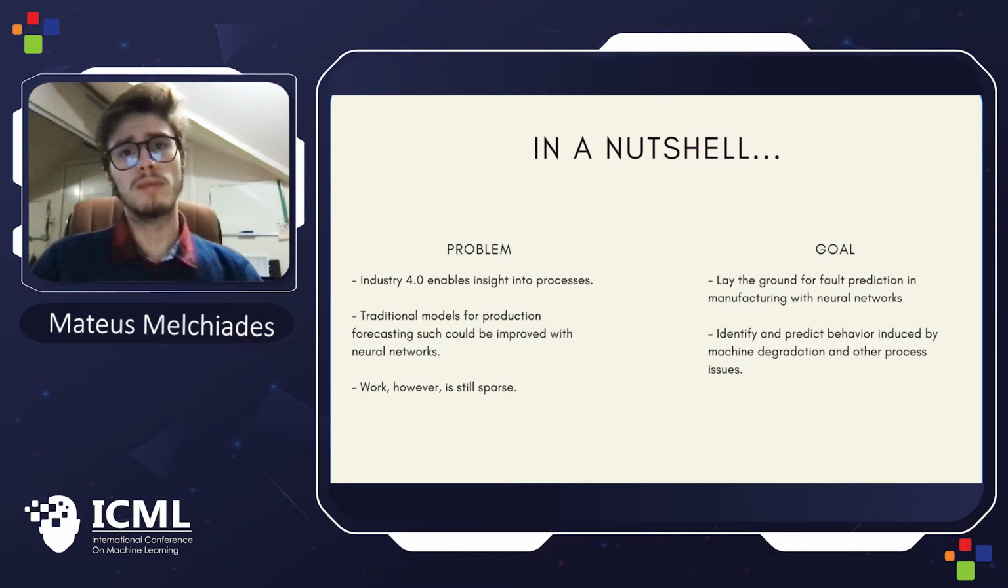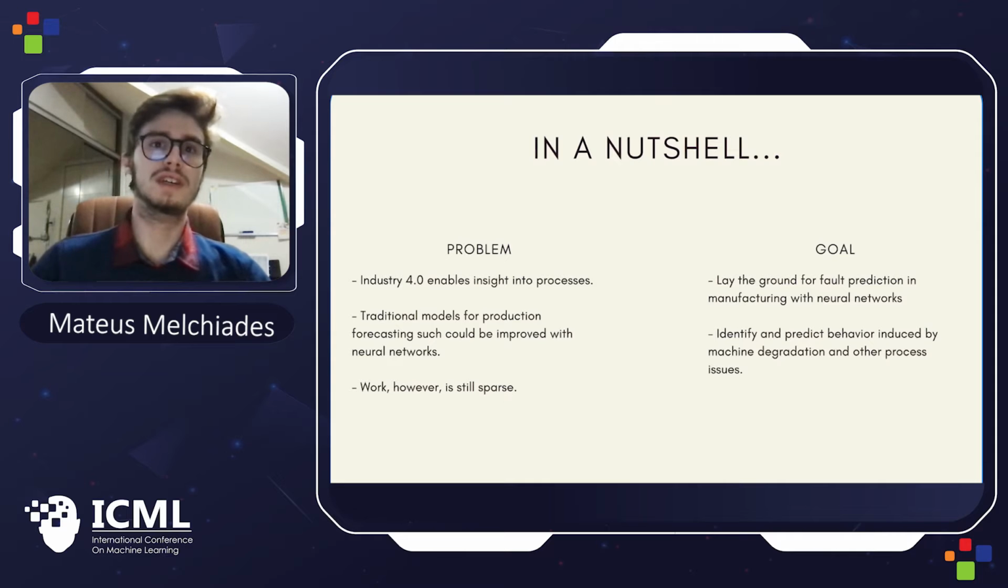In a nutshell, the main problem we're trying to solve is the fact that while Industry 4.0 applications typically have dozens or even hundreds of sensors in their environments, which can give insights into processes, most of these insights generated are made through traditional mathematical models such as ARIMA. And we believe that we can improve this process by utilizing neural networks. However, work in this area is still fairly sparse.